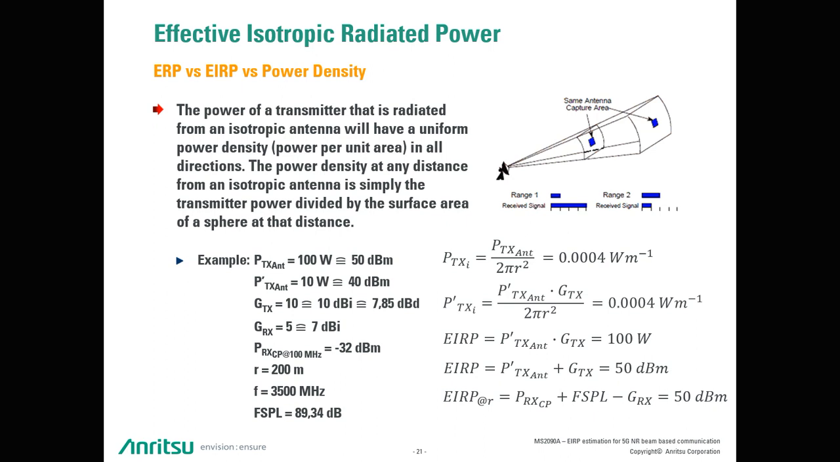Now, let us assume we are having a spectrum analyzer in our example, and we are measuring a 100 MHz wide channel power, for example, of minus 32 dBm, using a directional logarithmic periodic receive antenna with an approximated antenna gain of 7 dBi at 3.5 GHz. Also, this result is finally an EIRP of 100 watt or plus 50 dBm.